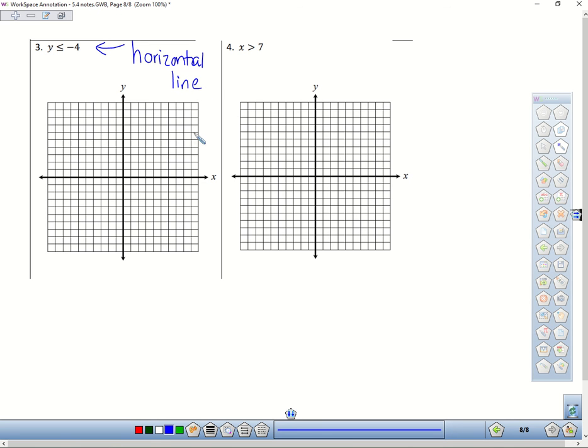Is horizontal left to right or up and down? Left to right. So you start on -4. 1, 2, 3, 4. And then from there it's going to be a horizontal line.